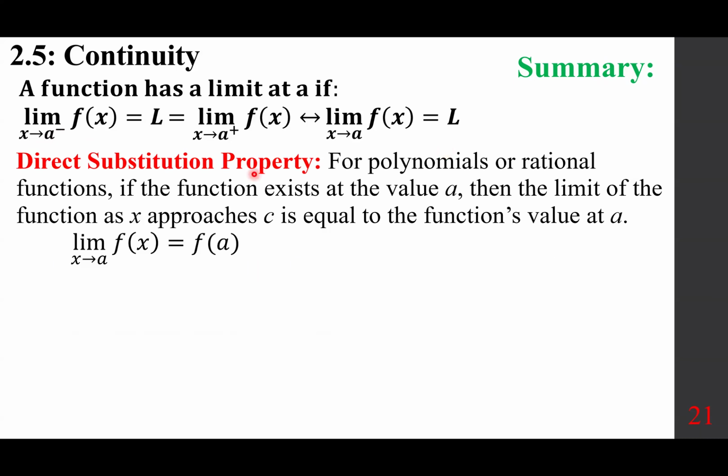Direct substitution property for polynomials or rational functions. If the function exists at the value a, then the limit of the function as x approaches a is equal to the function's value at a. That means the limit of f of x as x approaches a equals f of a. This is referring to functions being continuous at a.